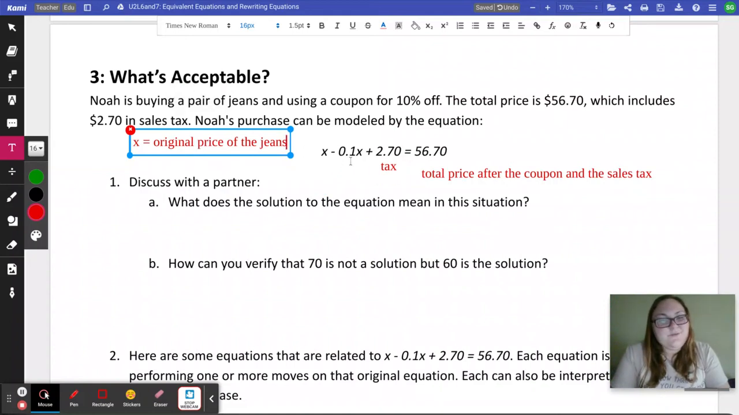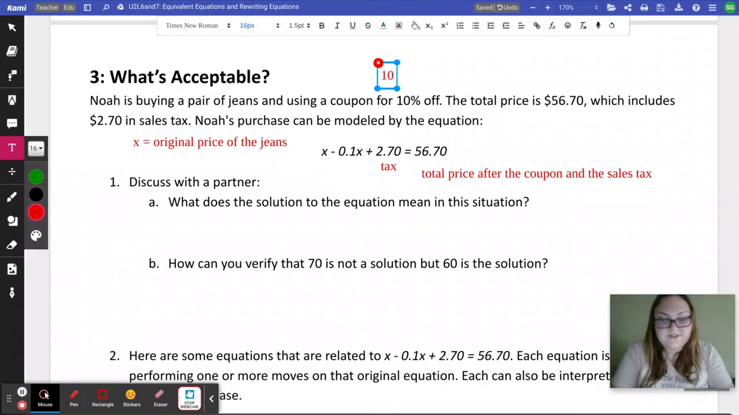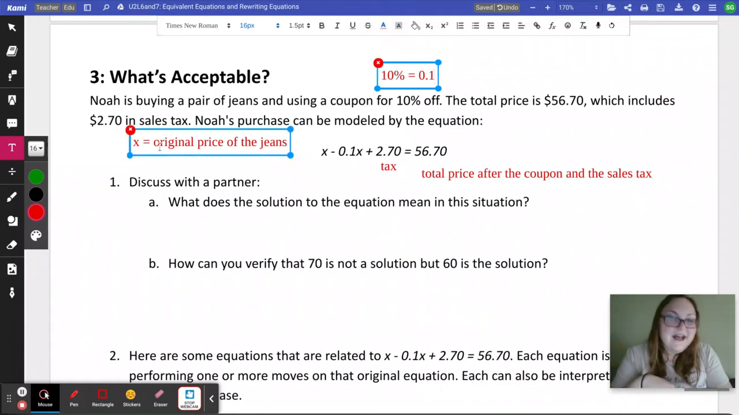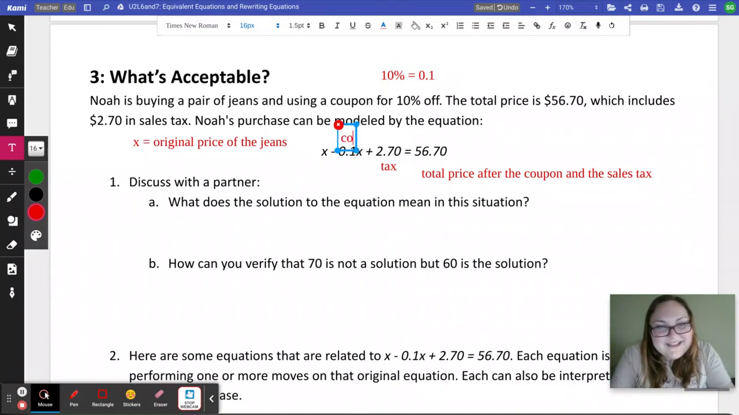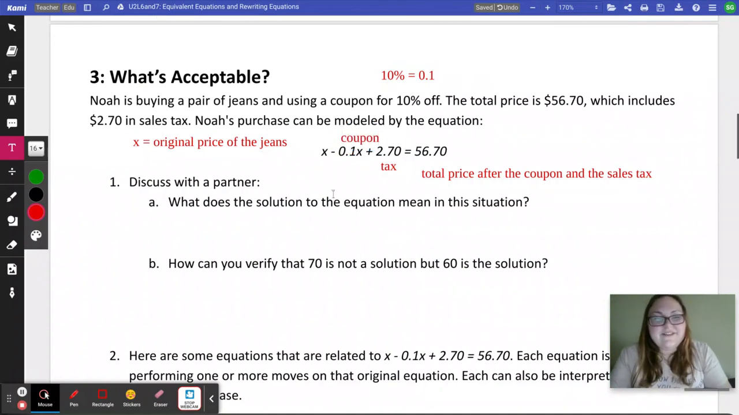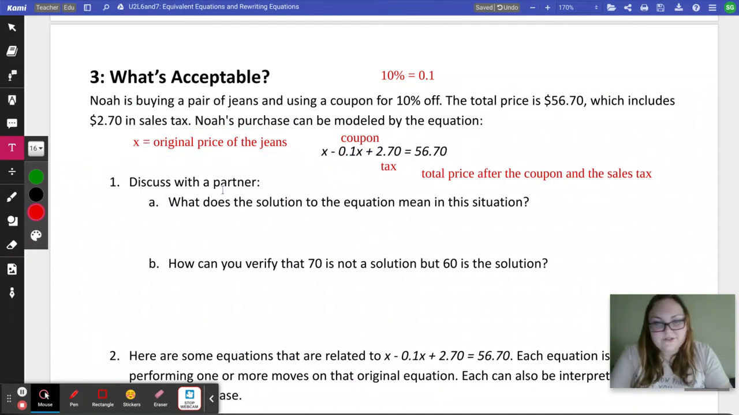That minus 0.1x then is that 10% off coupon. If you change 10% into a decimal, it looks like 0.10 or just 0.1. So we're multiplying that by x. We're finding 10% of our original price of jeans. So I'll come in real quick and label that as the coupon, or that money we're saving from the coupon that we're taking off the original price of the jeans. Hopefully that helps us answer these first 2 questions here.